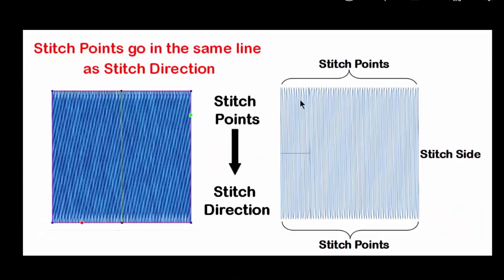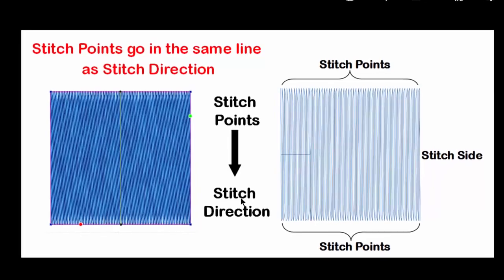Take a look at this next one. We want to make sure that we're comfortable with the idea of stitch direction. As you see here, your stitch points go in the same line as the stitch direction. Here, this is the realistic view where our threads are in there. Here we have just our plain view. The stitch points are at the top and the bottom. Therefore, the stitch direction goes from top to bottom, top to bottom, top to bottom, or perhaps bottom to top, depending on how the start-stop buttons are positioned. So at this point, we understand stitch direction.